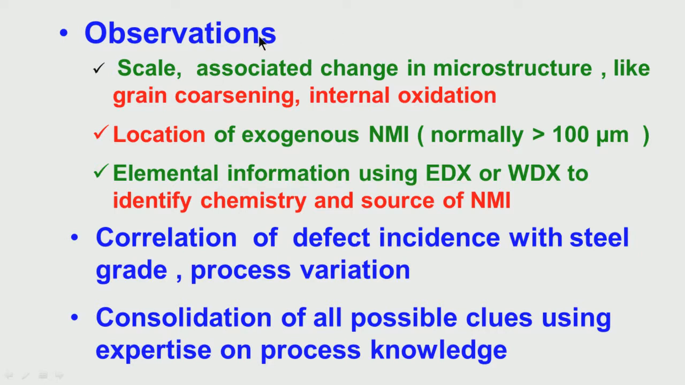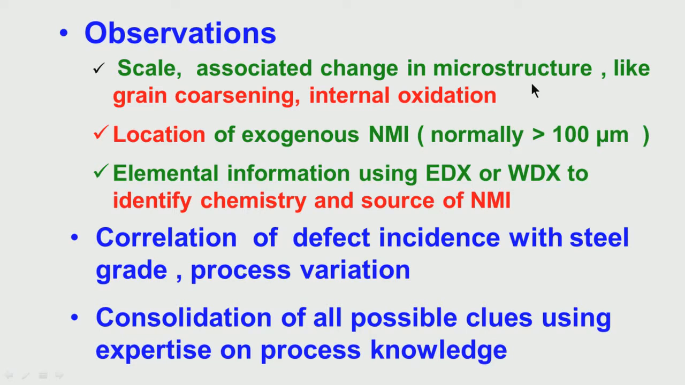Then what do you observe? We have identified a defect, we have taken a sample and we have taken a transverse section also, and what do you observe under the optical microscope, that is very important. First we observe whether the scale is there. Sometimes, when there is reoxidation taking place, we always find there is a scale, that means there will be some oxide, we call it scale, maybe iron oxide, maybe some other oxide. So the scale has to be properly identified, what is the size of the scale, what is the depth of the scale, and then what is the associated change in microstructure.